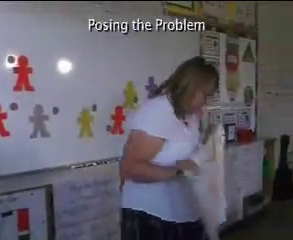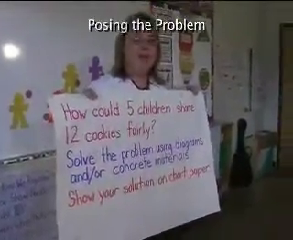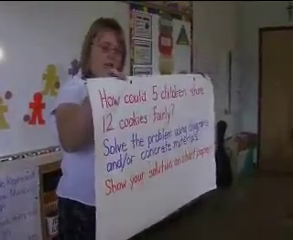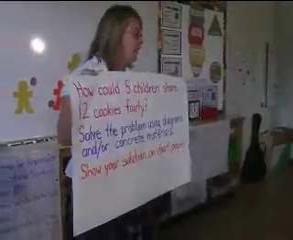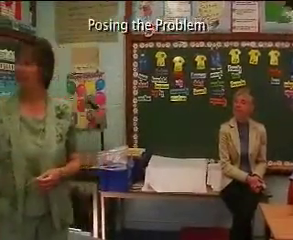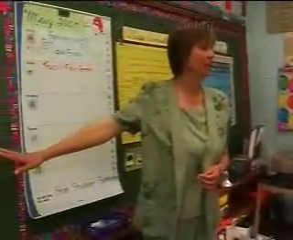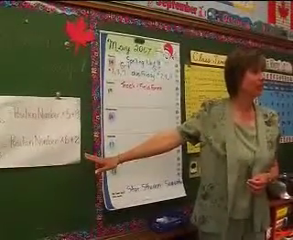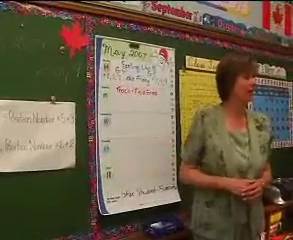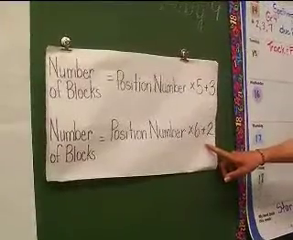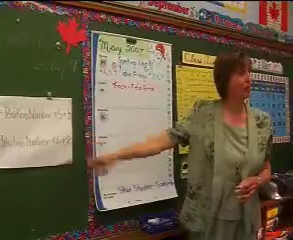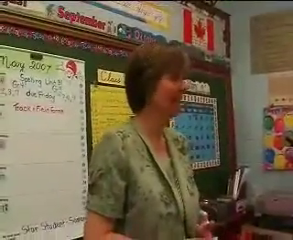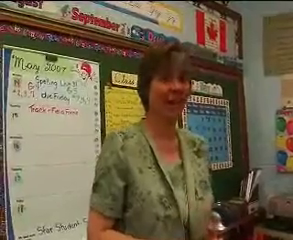OK. So now, our problem is, how could five children share 12 cookies fairly? I want you to think, if we were to build these two patterns with color tiles, what they would look like. And think about the number of blocks that you would have. Would there be the same number with any of those two patterns that we have? We are going to get you to work now with these color tiles and the patterns.